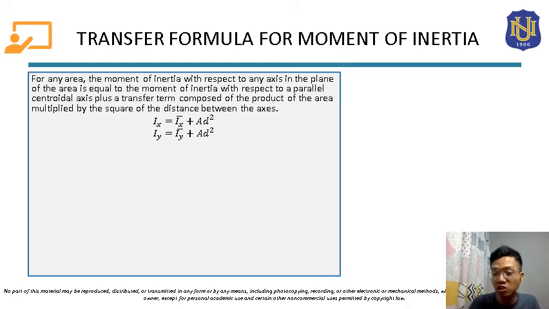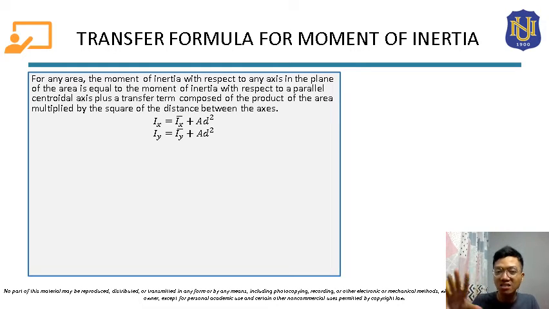We have established the centroidal moment of inertia. To be able to transfer that centroidal moment of inertia, we will need to add Ad squared here, wherein A is the area, and distance d is the distance from the centroid of the area to the reference axis, which is the x-axis. So that is the distance d.